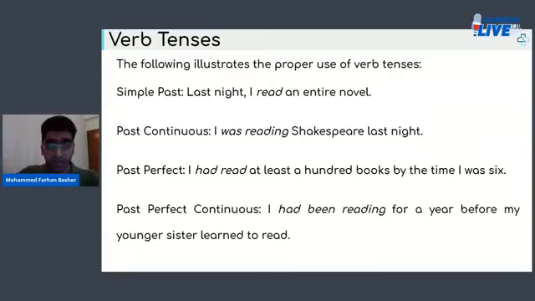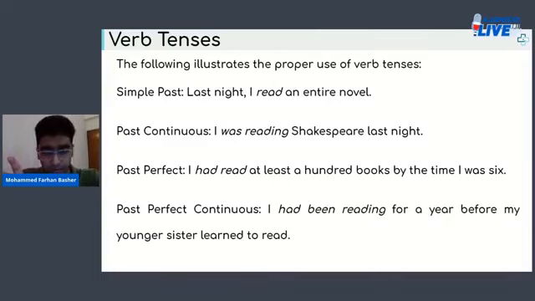Now, what of the past perfect continuous tense? Again, similar definition, only this time the former action is spoken of in the continuous form, such as, I had been reading for a year before my younger sister learned to read. Follow this. I had been reading, not have been, but had been. I had been reading for a year before my younger sister learned to read. So, what are you doing here?